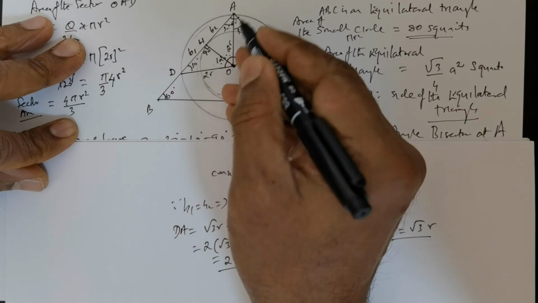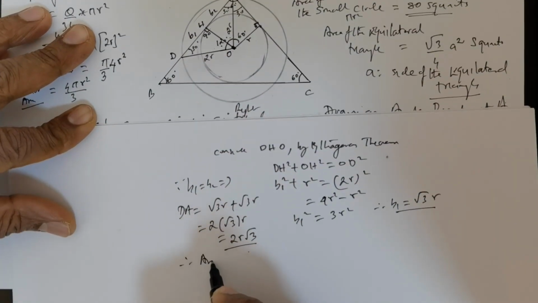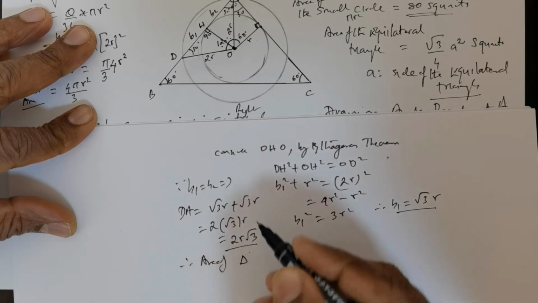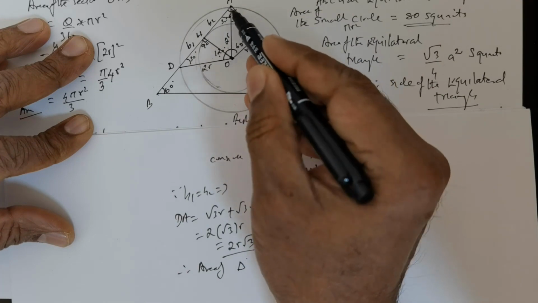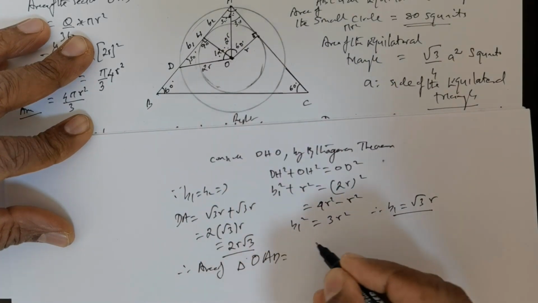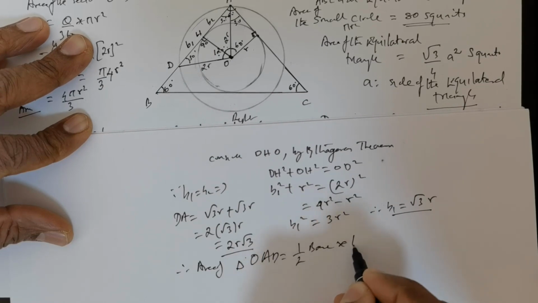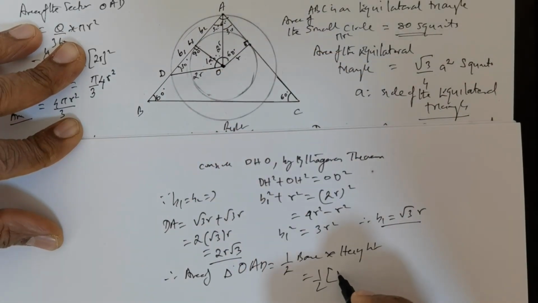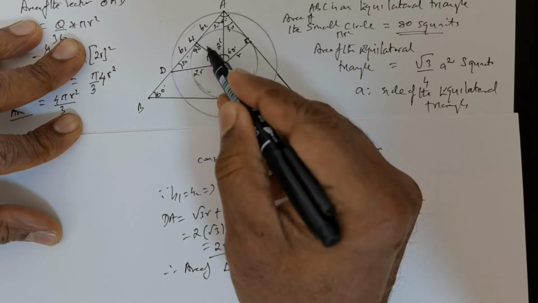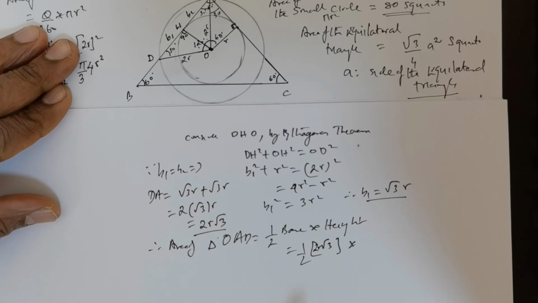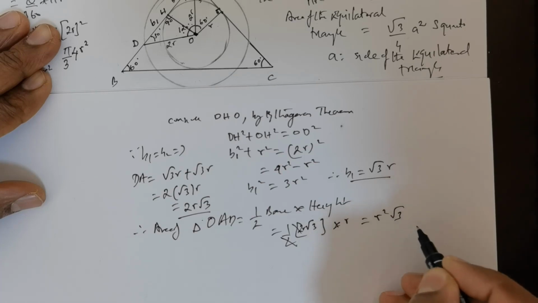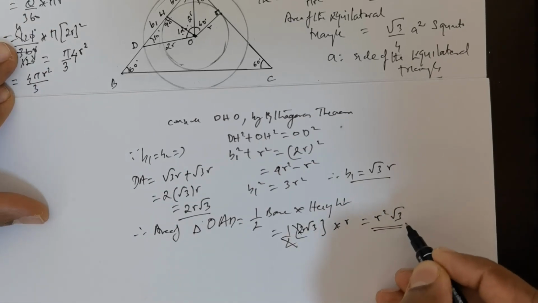Now I want to find the area of the triangle. So the area of triangle OAD is nothing but half into base into height. My base is found to be 2 times r root 3 multiplied into height. My height is going to be r units, which is apparently the radius of the smaller circle. So that's r. The 2 and 2 get cancelled. So r squared into root 3. So this is the area of the triangle.